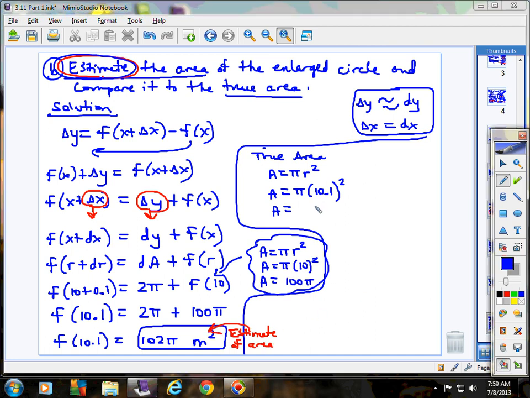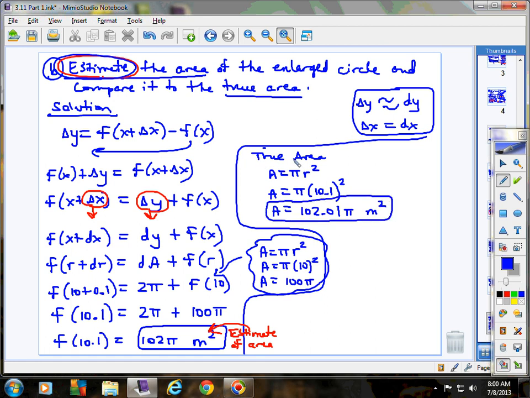Okay, what's 10.1 squared going to make? Okay. And then the pi wasn't squared, so we'll tack it on there. Square meters. So that's the true area of the new circle. So the estimate of the area is what we got here because we used dy instead of delta y. Okay, so 102 pi is an estimate. The exact true area would be this.